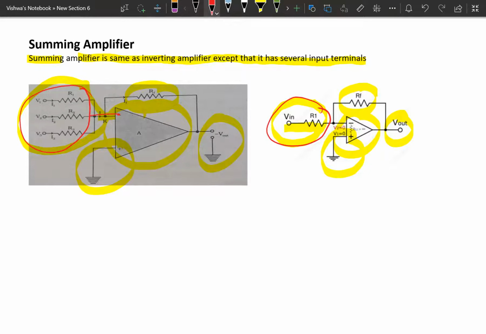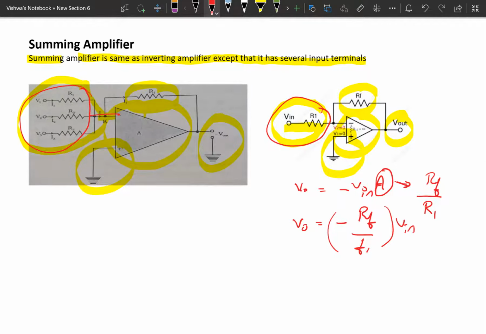Now what is the output here? In the inverting amplifier, the output is equal to the input times the gain. For closed loop, the gain is Rf by R1. So we can say that Vout is equal to minus Rf by R1 into Vin. This negative sign indicates it is inverting, the phase reversal is there.